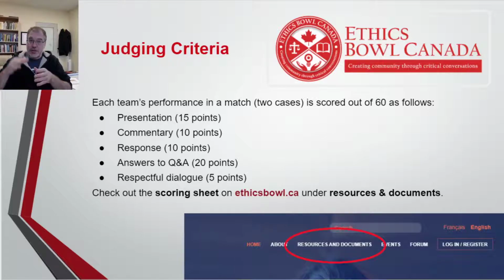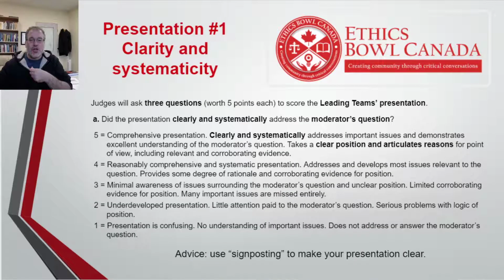The whole description of the judging criteria is also available there, so I invite you to have a look at that. What we're going to do in this video is just go over that, and I'm going to comment a little bit about what we would like to see in each of the phases of an ethics bowl. So, about the first phase, the presentation phase, you're going to be receiving 15 points for it, and it's going to be assessed along 3 different axes, each of which worth 5 points.